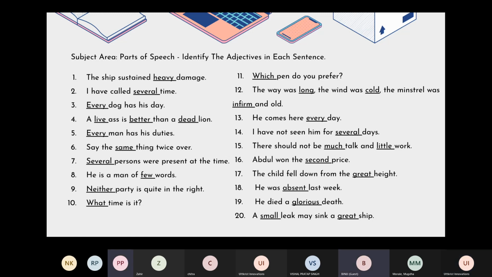Even if we added an extra one, that also we don't consider as marks, right? For example, long, cold, informed and old. I counted old also as an adjective, so that won't count, right? Yes, that won't count. So don't count 12 in your marks.